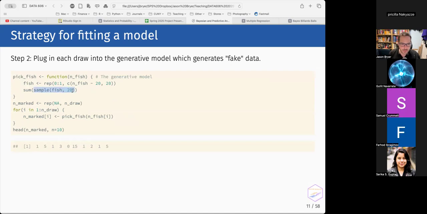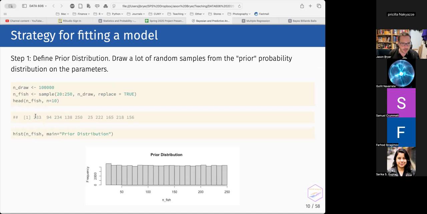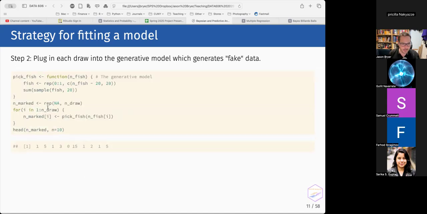Then I'm going to randomly sample 20 fish from this vector and sum that vector. Since I made it 0s and 1s, that's essentially counting how many fish I caught a second time. Then I'm going to initialize another vector, since I'm going to do this 100,000 times and keep how many are marked. So I'm going to loop through this vector, calling pickfish with n fish sub i. So I'm going to call 233 and save that.